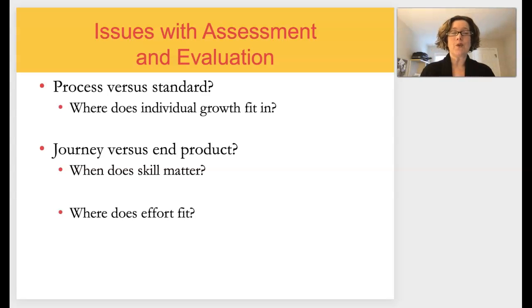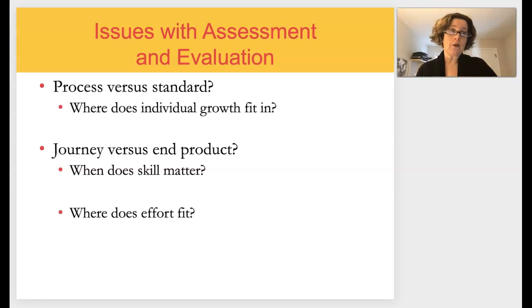So where does individual growth fit in? Do you judge how the child individually does with the process, or do you grade them against a standard? Is it possible for every grade 3 student to meet the standard? So when we are grading, when we are evaluating, do we have a standard? And it doesn't really matter the process that the child takes to get there. It's just they have to meet that standard.